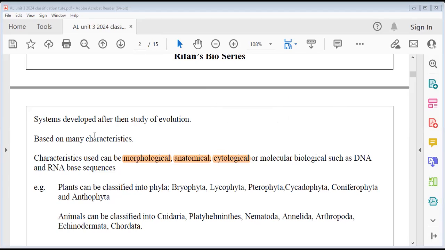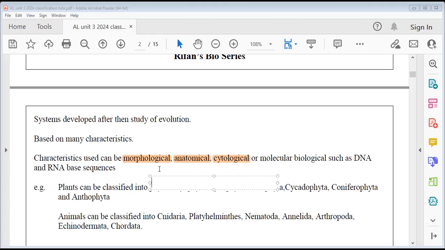So, what are the characteristics considered under natural classification? Morphological, anatomical, cytological, molecular biological. Actually, you studied these four words in grade 10 also. But children study those things meaninglessly. That's actually too much for grade 10. That is something different.